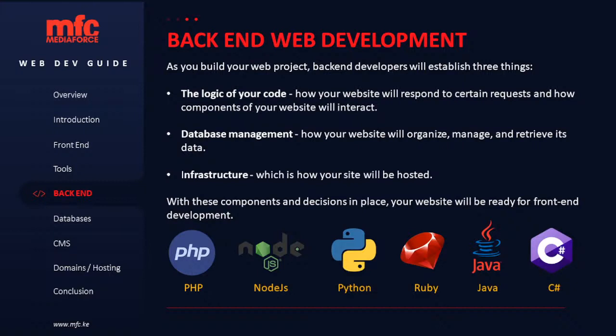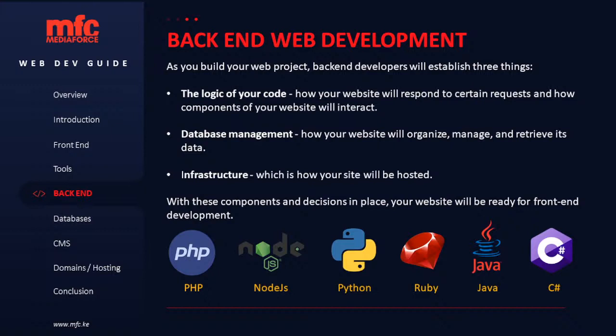Another one is Node.js. Node.js is just a runtime for JavaScript. It's normally used with another backend framework called Express, and they are most commonly used together for the backend when you're working with JavaScript. Then also we have Python.